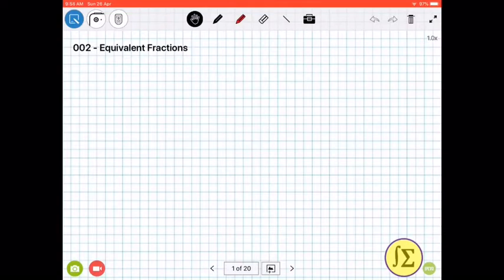Today we're going to learn about equivalent fractions. So what are equivalent fractions? Well, equivalent fractions are fractions that have the same value. Okay, so they may look different.